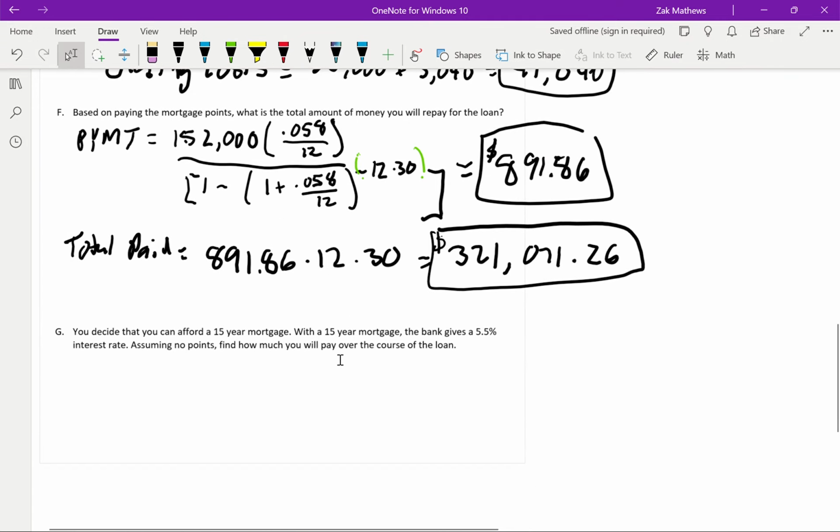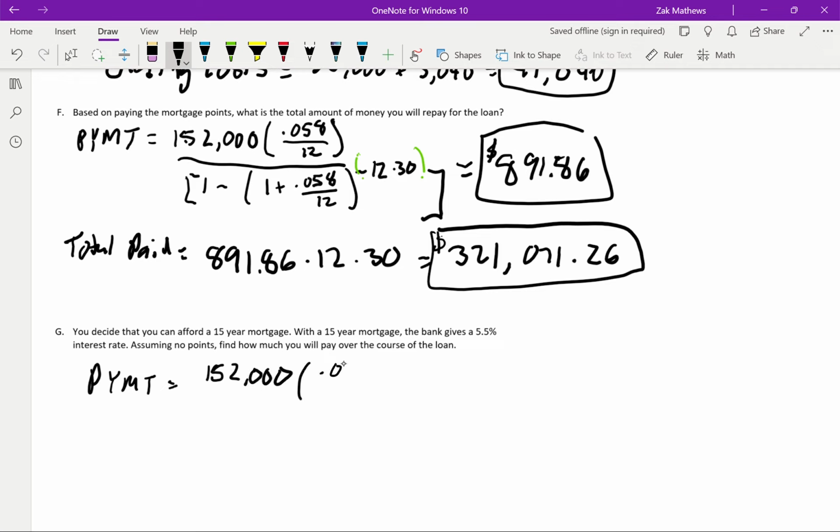But we want to now see, based on that interest rate, assuming no points, how much are we going to pay over the course of the loan? So we're going to calculate our monthly payment first. We're still getting $152,000 in a loan. Our interest rate now is 0.055. That number has changed. It's still over 12. We're still making monthly payments. In the denominator, we're going to have 1 minus 1 plus 0.055 over 12.